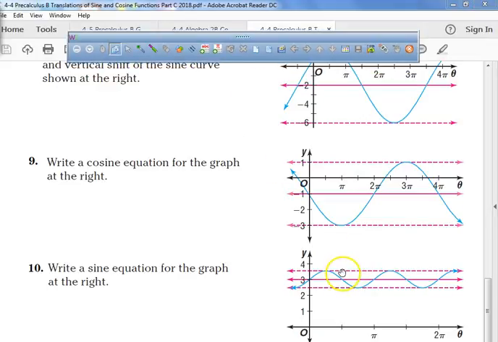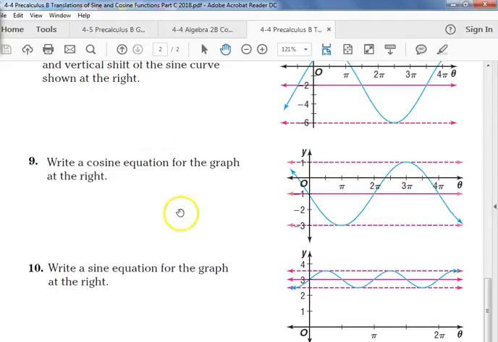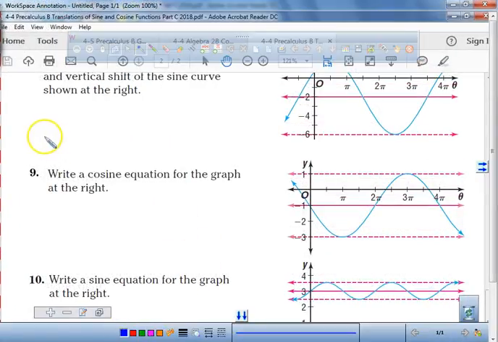Alright, today's only video is going to be over number 9. It says write a cosine equation for this particular graph. So what I want you guys to do right now is think about what a typical regular cosine wave looks like.